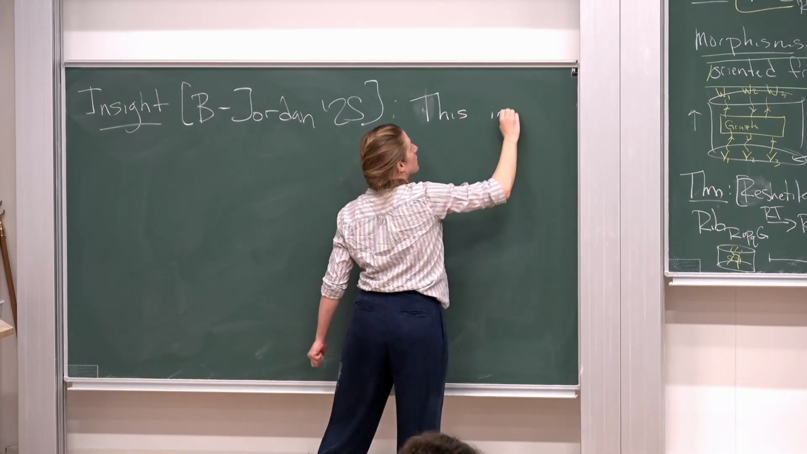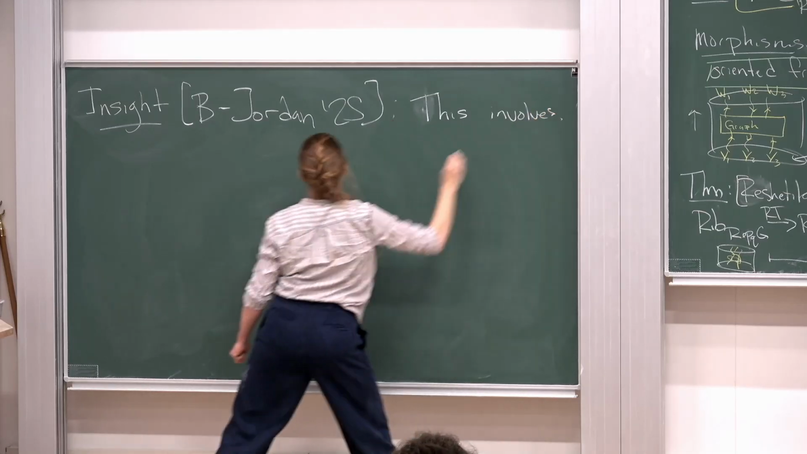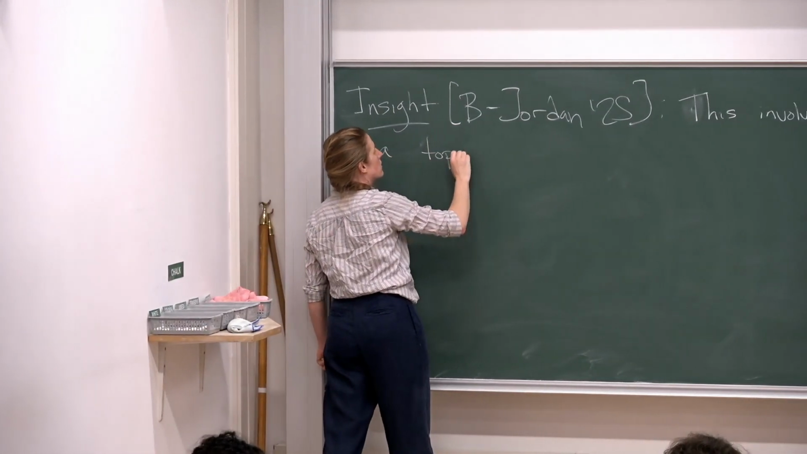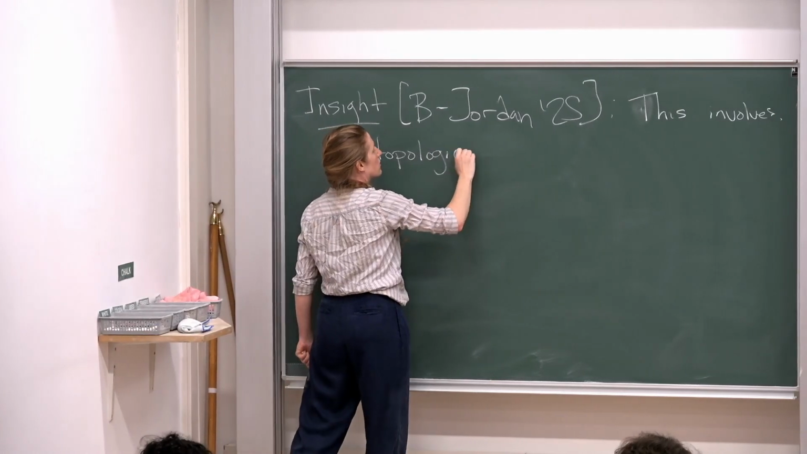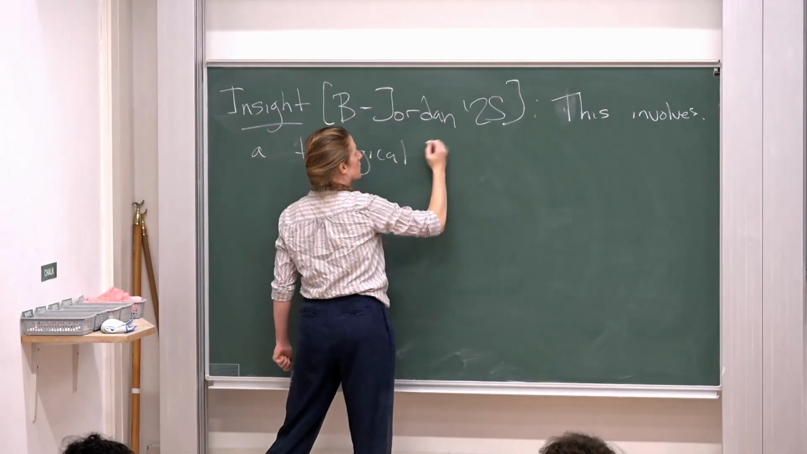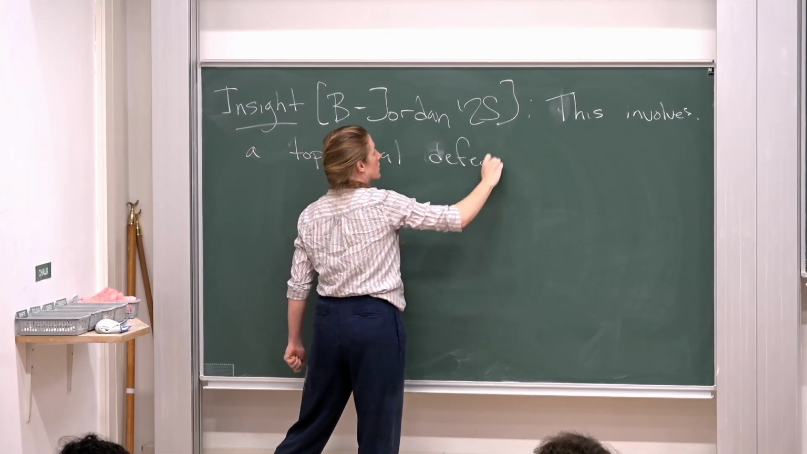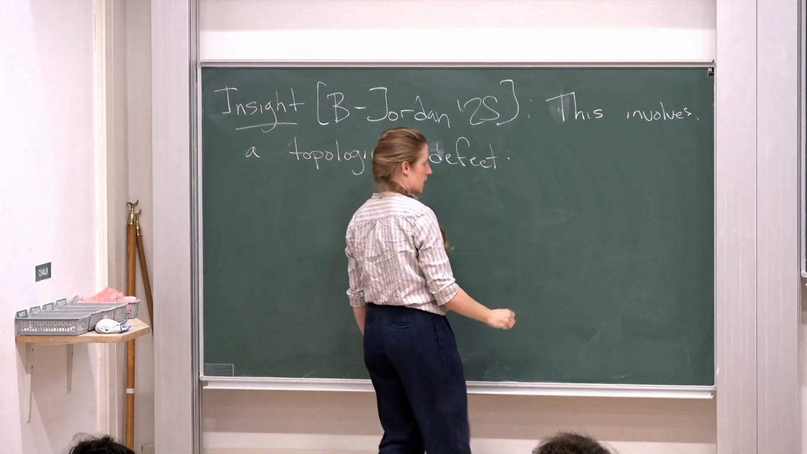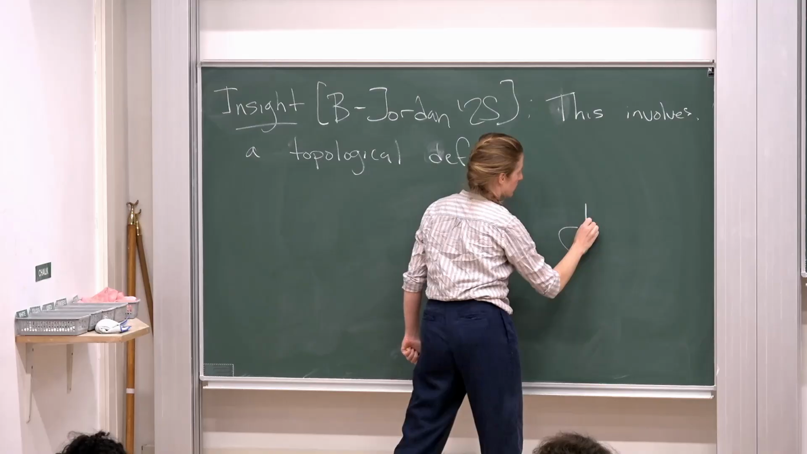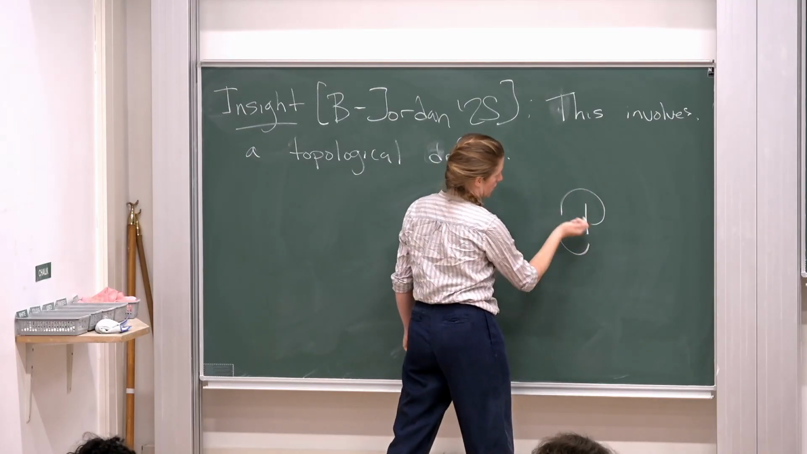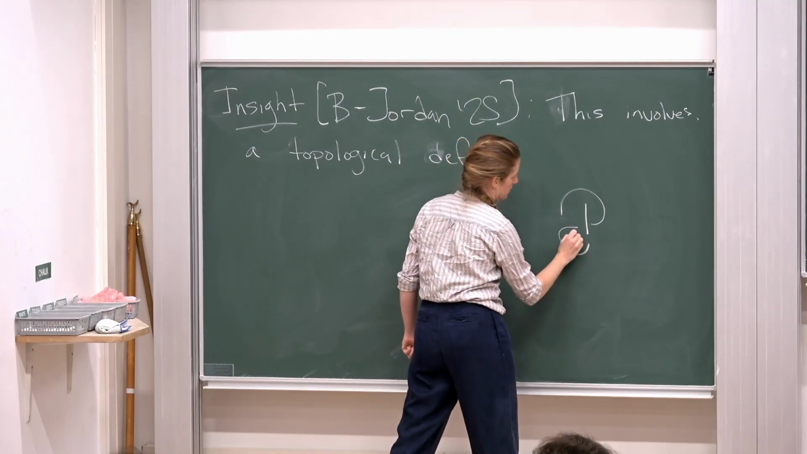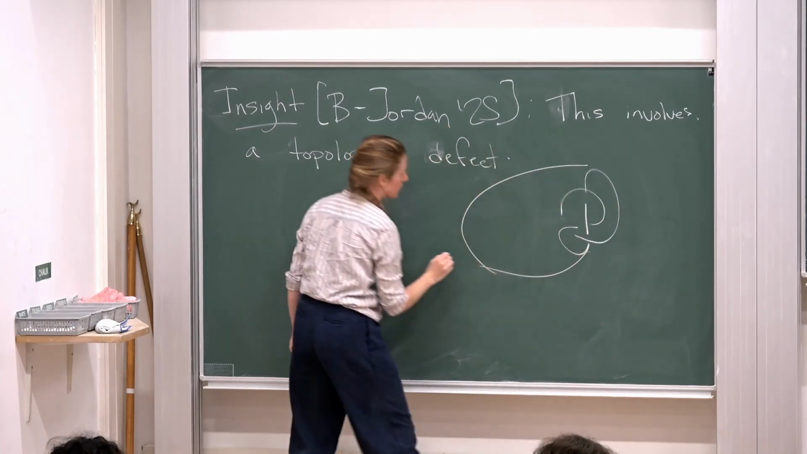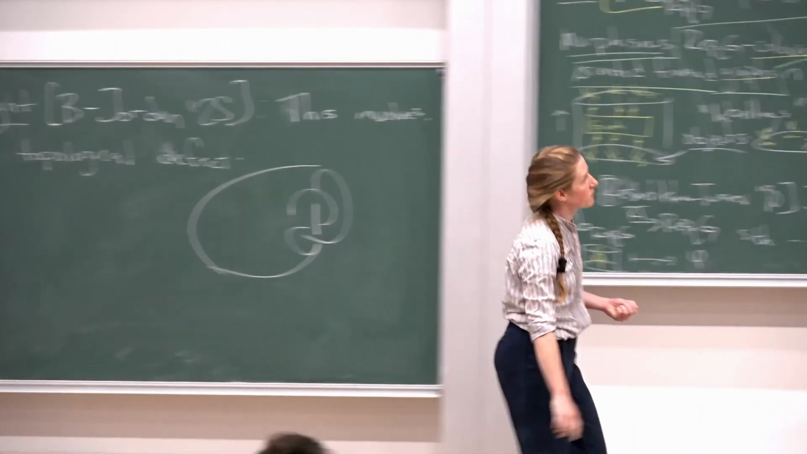this involves a defect, a topological defect. And why does that involve a defect? So I take one of the two knots that I can draw, and I'm looking at its complement like this. And so the first step.